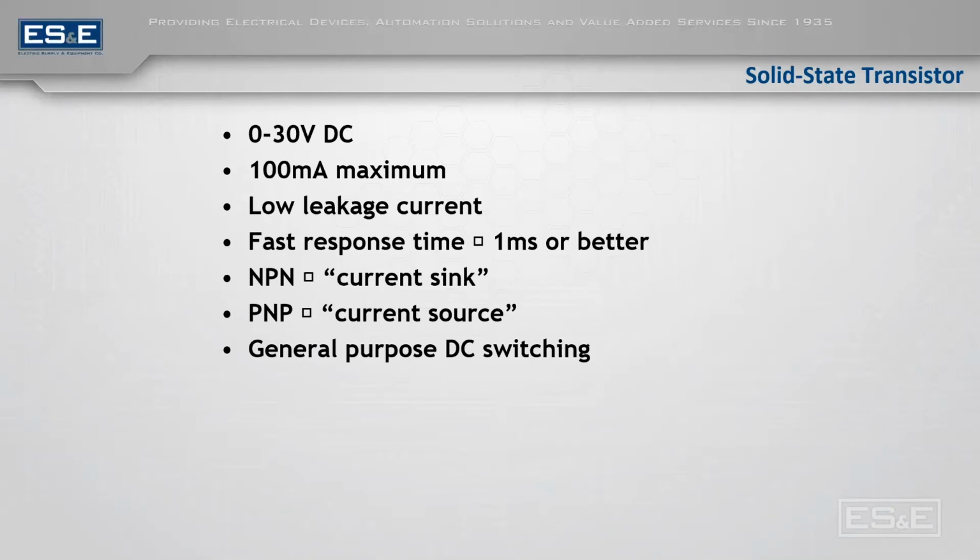On the solid state side of things, they're usually 0 to 30 volts DC. Most of the time 24 volt DC is what we see most common. Low leakage current, very fast response time, down in the milliseconds or microseconds. Again, most of the time they're going back to a PLC. A lot of times we see customers using an NPN type output or a PNP type output, and we'll talk a little bit about those and the differences.